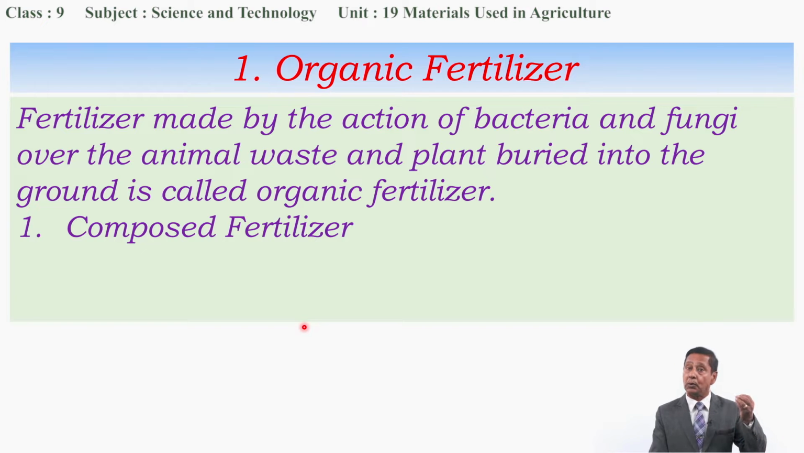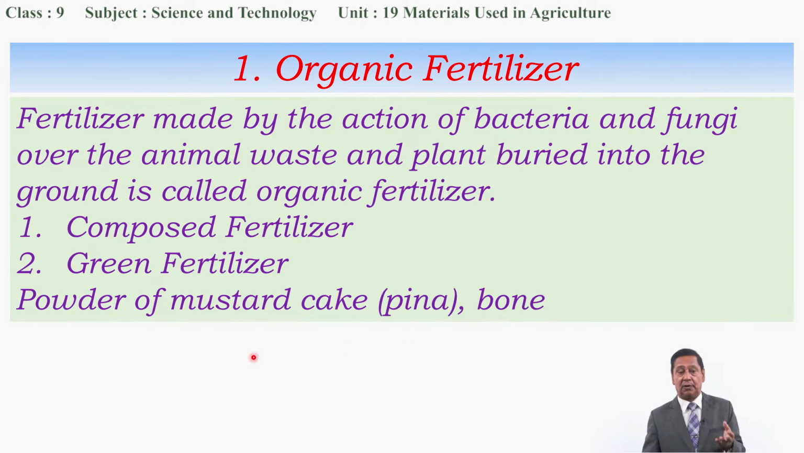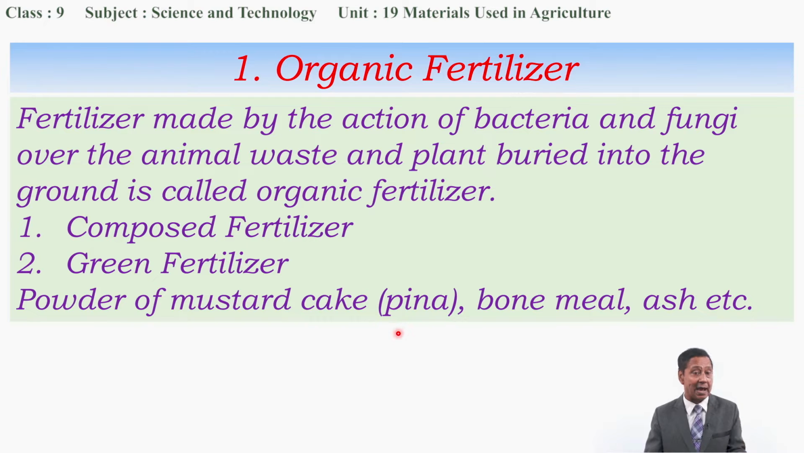One, we can say compost fertilizer, which is widely used in the rural area, and another is green fertilizer. But these are also organic fertilizer which we use in the field. Powder of mustard cake, which is called pina, is also used as organic fertilizer. Bone meal, powdered bone of animal, can also be used, which is a very good source of phosphorus and calcium. Ash can also be used as organic fertilizer because it supplies phosphorus, potassium, magnesium, etc. But we are focused on compost fertilizer and green fertilizer according to our syllabus.